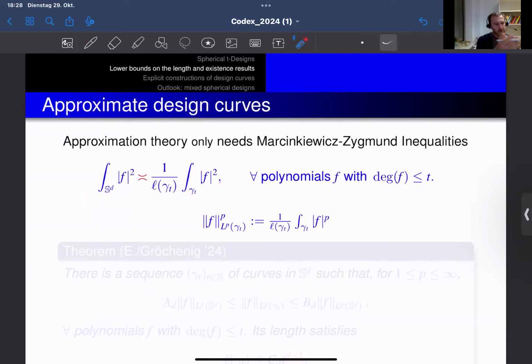And for some reasons, we square f. So in other words, if we have a curve that is a 2t-design, then it satisfies Marcinkiewicz-Zygmund inequalities actually as equalities. Well, in this approximation theory setting, we could actually also not use only the exponent 2, but let's do it a bit general. Any p-norm could be used.